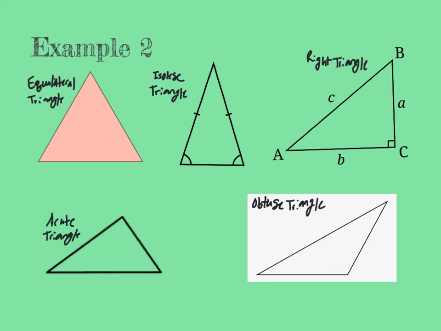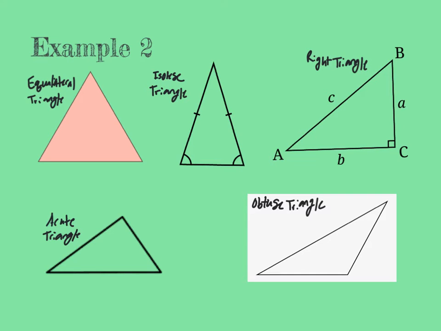Now, for example 2, this will be quite a long one. I'm going to go over each triangle shown here and why they are called each name. For the first one, we have the equilateral triangle. Now, why do you think this is called the equilateral triangle? Well, because each side is equal to each other. That is why it's called equilateral triangle.